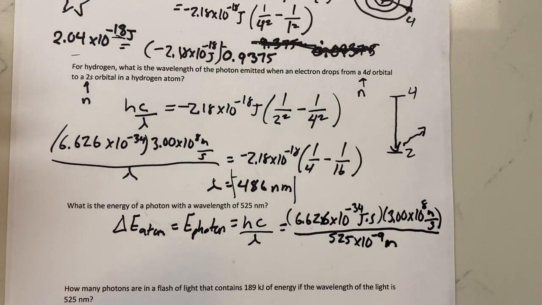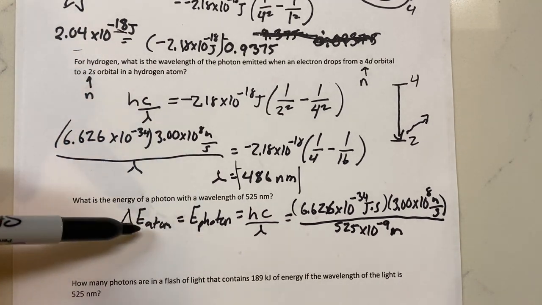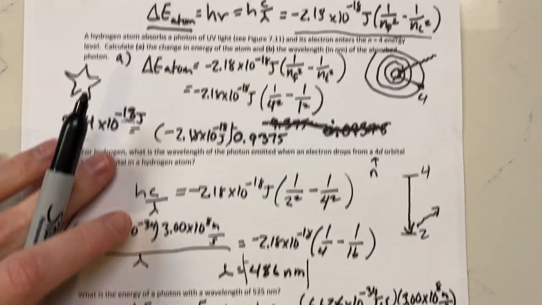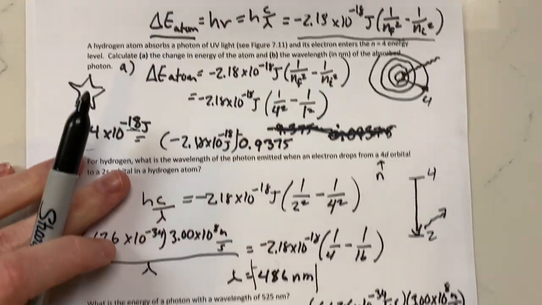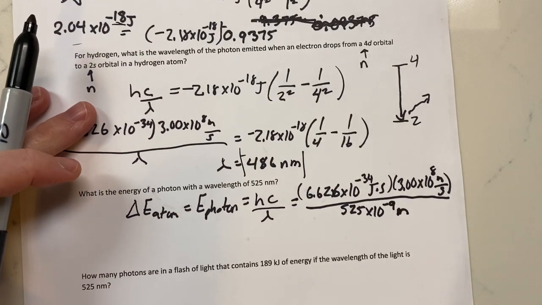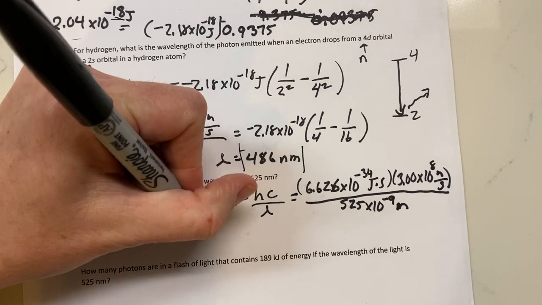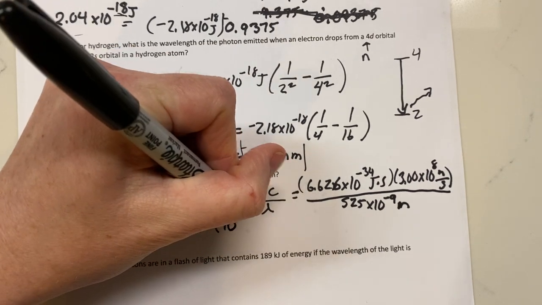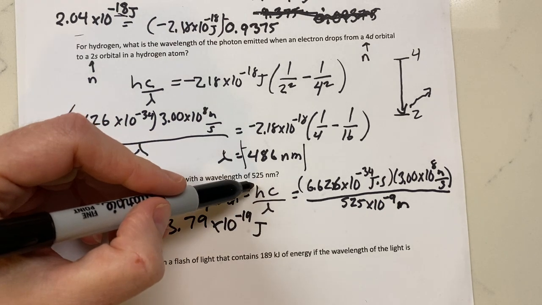And I get an answer that should make sense. But ask yourself right now, what should the energy of any photon be? Remember, it's always going to be less than 2.18 times 10 to the negative 18. And in fact, that's exactly what you get. So I get an energy of 3.79 times 10 to the negative 19 joules.